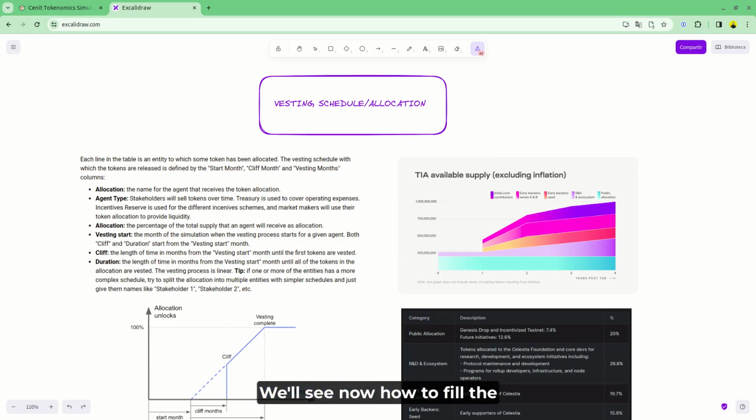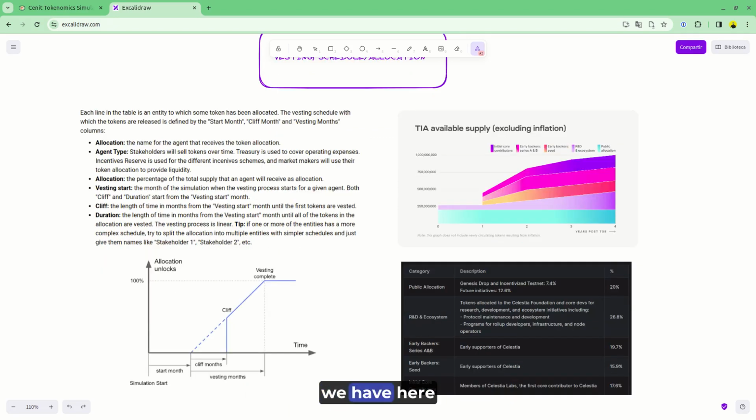We'll see now how to fill the information about the vesting schedule and allocation. We're going to follow the example of Celestia token that we have here. So at the time of filling the vesting allocation, we need to pay attention to 6 things.